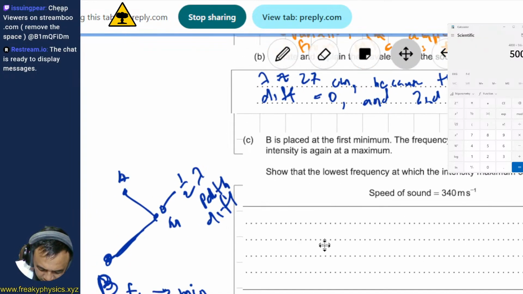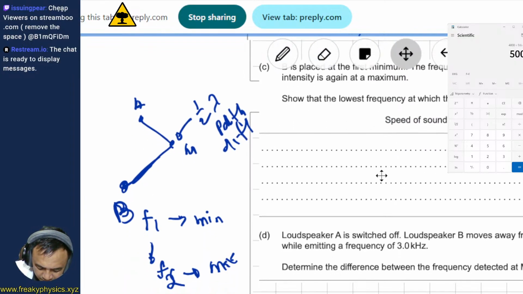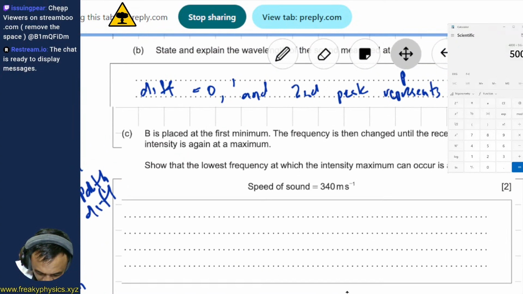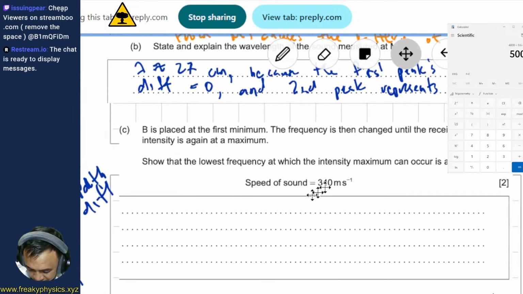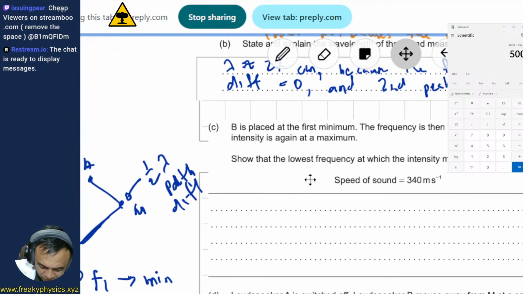So again, here at B, it starts off with the frequency 1, and then you change it to frequency 2. At frequency 1, you have a minimum. Frequency 2, you have a maximum. So what are you going to do here? Show that the lowest frequency at which the intensity maximum can occur is about 3 kilohertz.